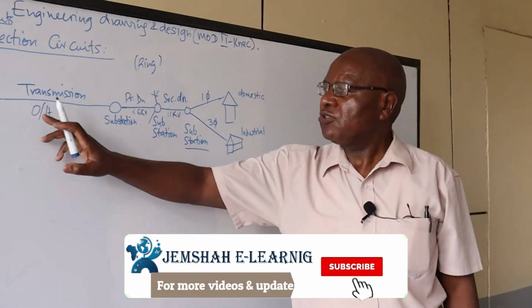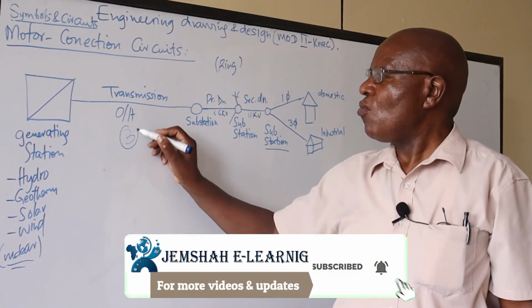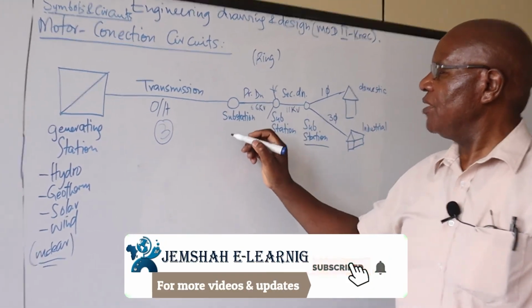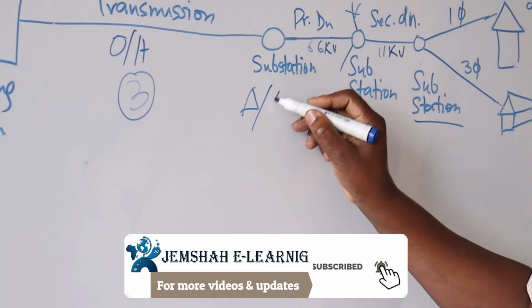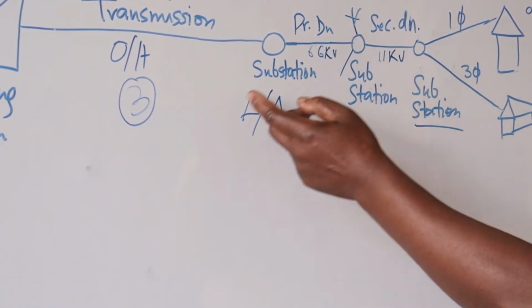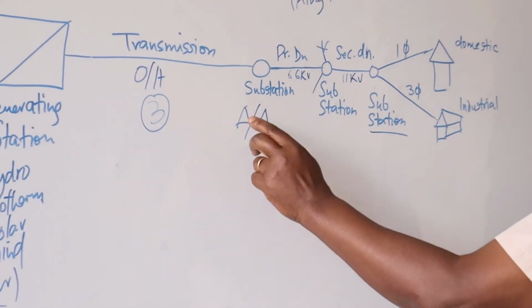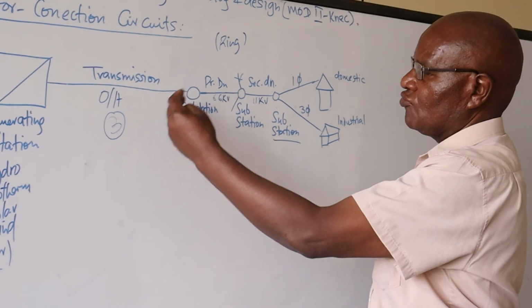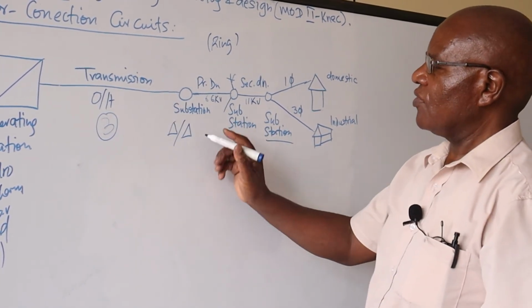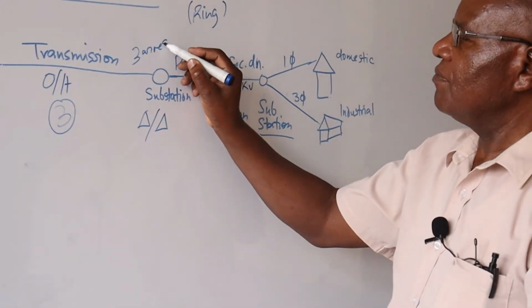Now, the transmissions from here to here, this one will usually be on 3 wires. So the transformers used in these substations will be delta to delta. Remember, they're stepping down or stepping up. For example, here stepping down from this value here to about 66 kV, so it's a step down transformer. So on the primary side it will be delta, on the secondary side it will be delta, so that we have got only 3 wires for the transmission.